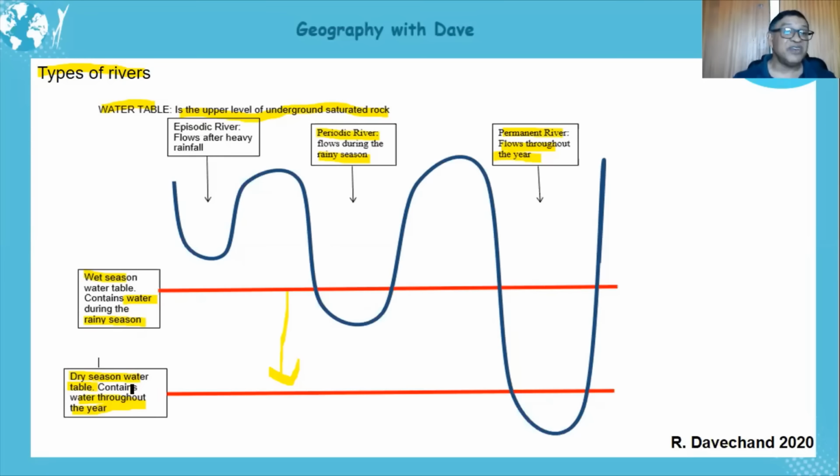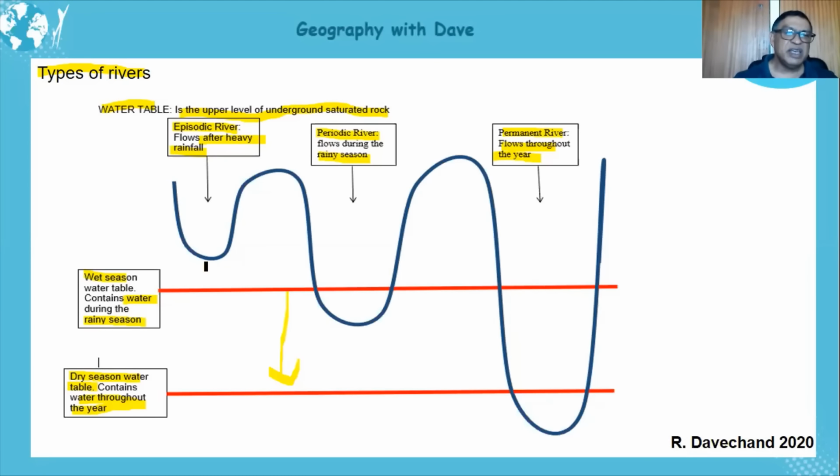Does it cut the dry season water table? No. Can you see the gap here? So therefore, it will receive water during the rainy season. All right. Now the episodic river flows only after heavy rainfall, when flooding is occurring, etc. This river flows during that time. And we want to know why it only flows after heavy rainfall.